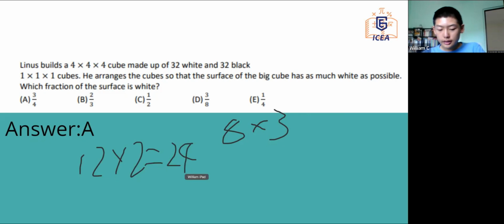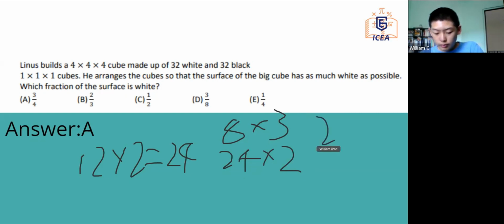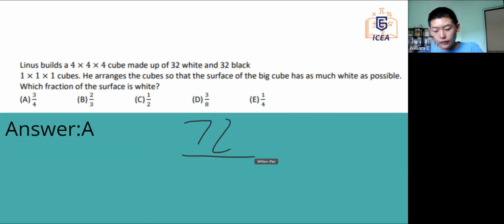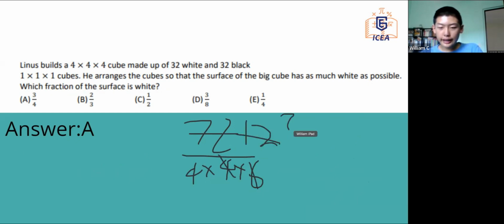24 edge squares. Fill these up with white squares. Square out of white squares. Total amount of white squares on the outside, 24 plus 48, equals 72. Now the percentage is 72 divided by 4 times 4 times 6, because this is how many total outside faces there are. Cancelled out, we get the answer A.